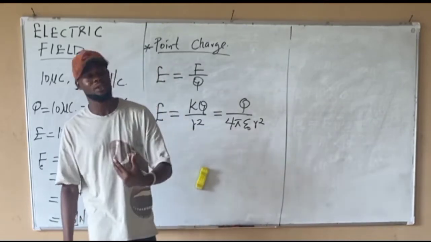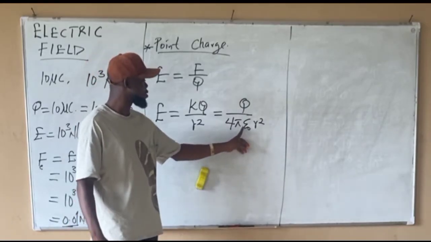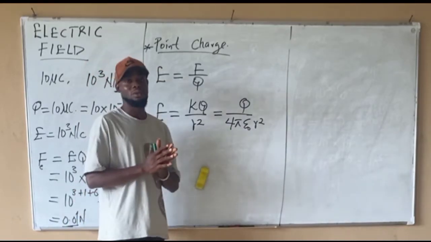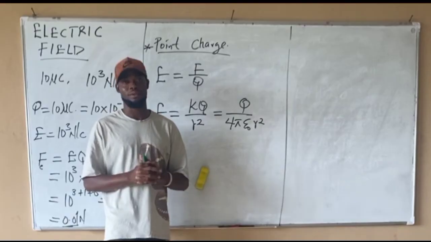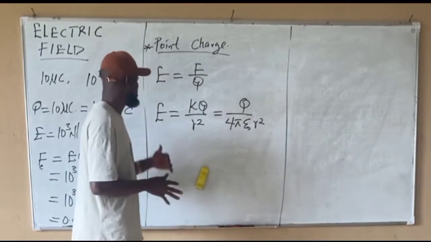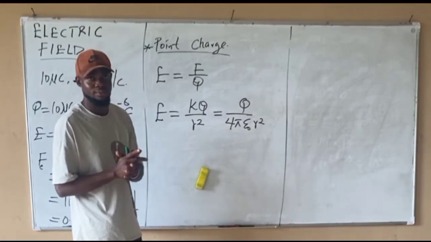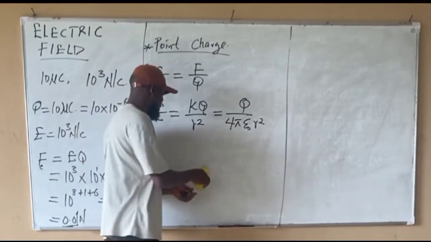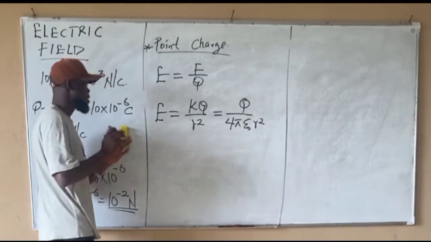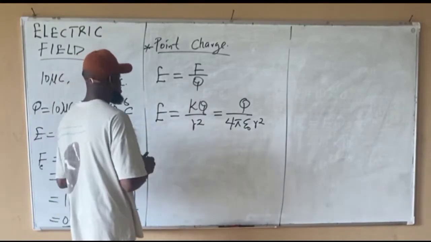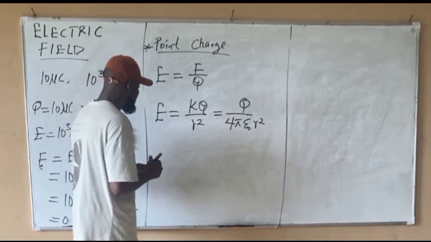If we have a dielectric constant, then the dielectric constant is going to affect this epsilon naught, which may reduce the field, the intensity of the field. So let's assume the dielectric constant now, in this case, is equal to 1. So we are going to have this formula for electric field due to a point charge.